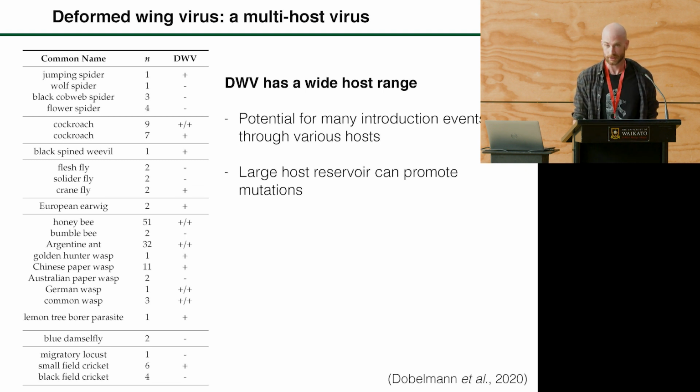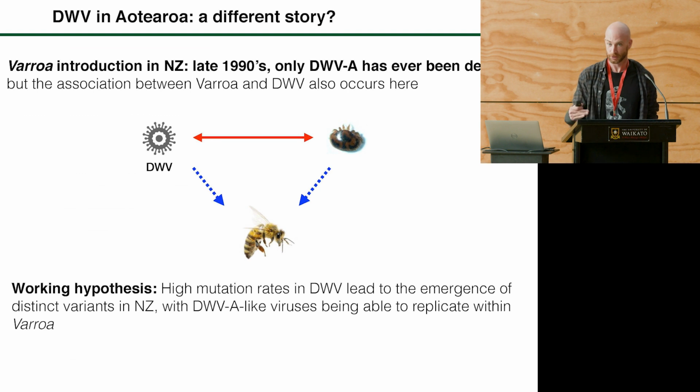So our working hypothesis for this project is that high mutation rates in deforming virus, as an RNA virus, led to the emergence of distinct variants in New Zealand, with the variants in New Zealand exhibiting deforming virus B-like properties, as in being able to infect varroa, where this didn't happen elsewhere and maybe took another evolutionary trajectory in terms of genome evolution.